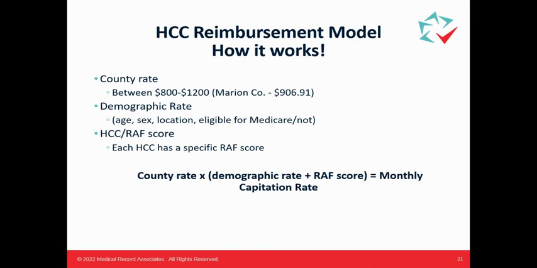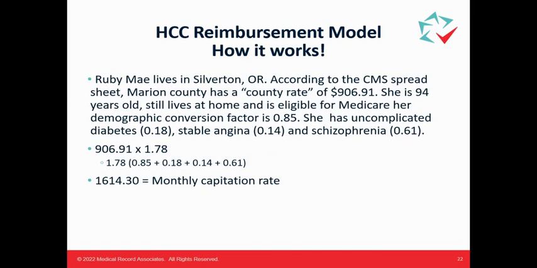So what we do is we take our county rate times the demographic rate plus your RAF score equals your monthly capitation rate. That's what the health plan will be getting every month to take care of these patients. So let's talk about a real patient, maybe not really real, but close enough. We're going to talk about Ruby May. She lives in Silverton, Oregon. According to the CMS spreadsheet, Marion County has a county rate of $906.91.